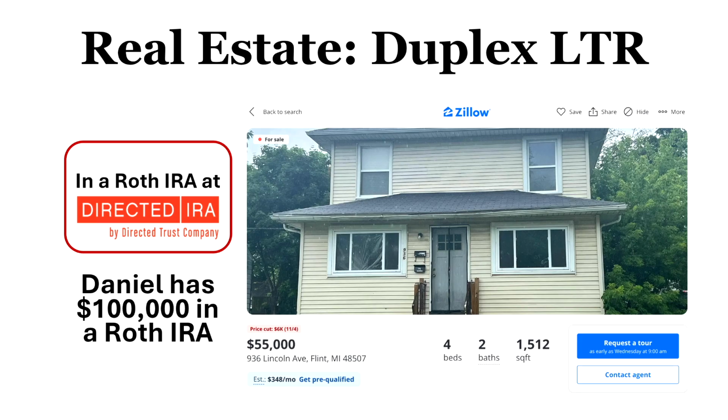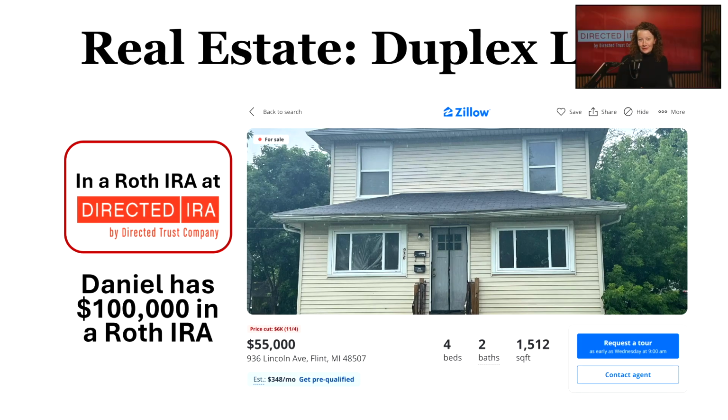Let's run through this duplex long-term rental example of what it looks like to own this in a Roth IRA. So Daniel has a Roth IRA and he's got $100,000 in it. We like round numbers here for the sake of example, so we're going to stick with $100,000 even. Daniel is a real estate investor in the Michigan area.